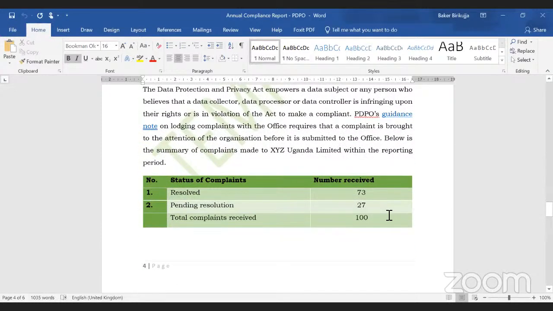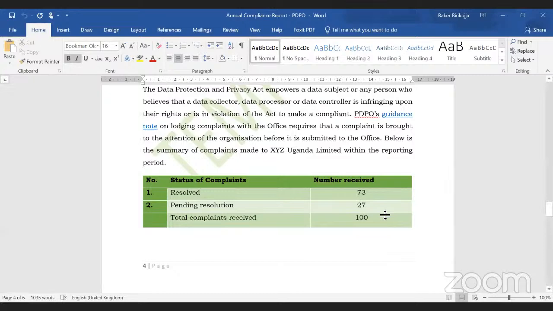So you let us know, one, the complaints that you've resolved, those that are pending, and generally the total complaints received. And also, most importantly, the most frequent complaints received. So was it about people wanting to access the information, updating it, they believe you're sharing it with a third party, or you're not transparent?